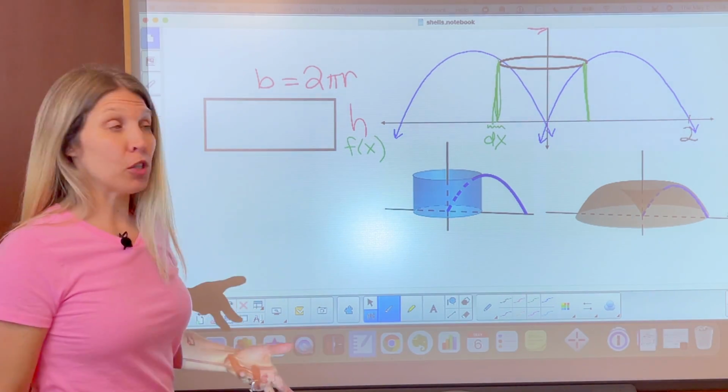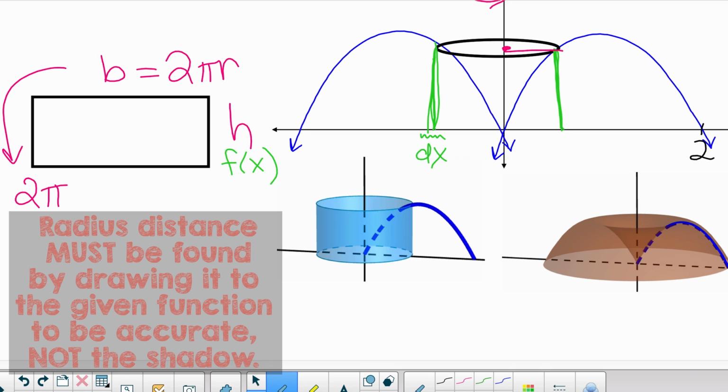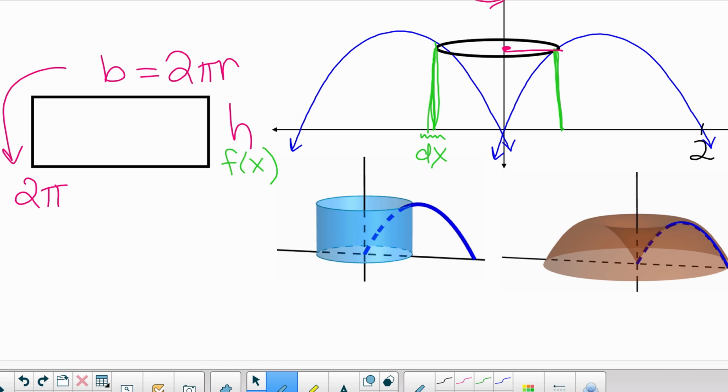Okay, well now let's set up this problem. We know our base, I'm going to rewrite it down here, is 2 pi r. So what's the radius of this function? Right here, you're going to go out some x value. We don't know what that x value is, but it's going out because it's moving horizontally. So your radius is just going to be x.